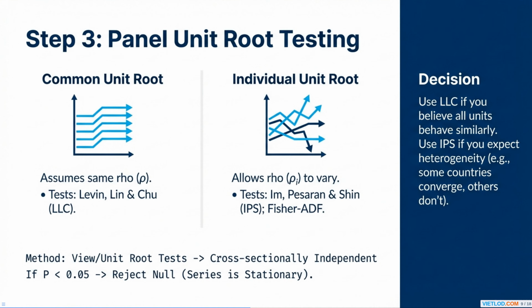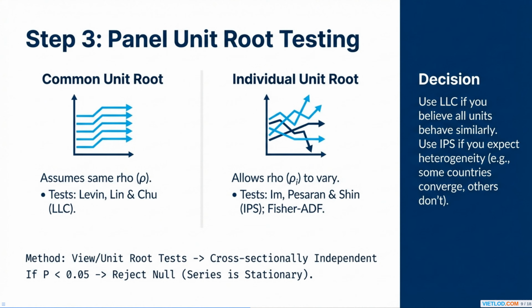Second, individual unit root tests, like the Im-Pesaran-Shin, IPS test, or Fisher ADF test, are more flexible. They allow the rho parameter, denoted as rho_i, to vary across each individual unit. This accounts for heterogeneity, meaning units can have different convergence properties. The visual on the right shows diverging and converging lines, illustrating this individual behavior. The decision between these tests is crucial.